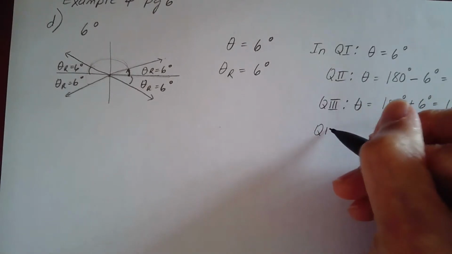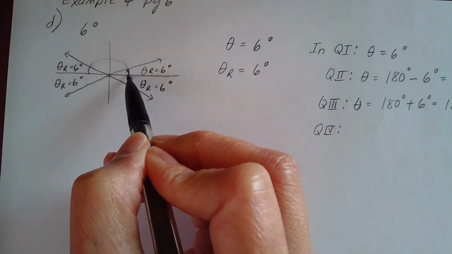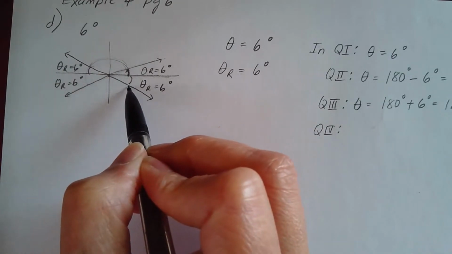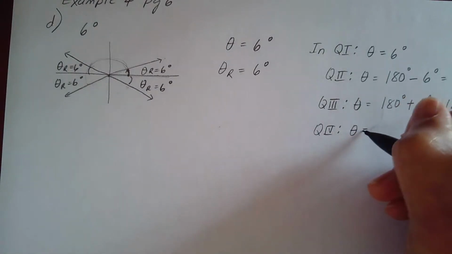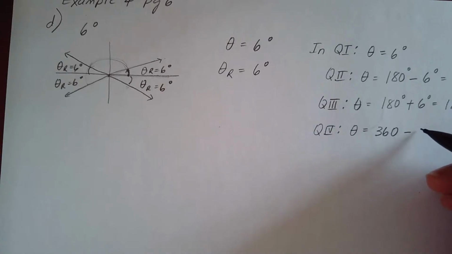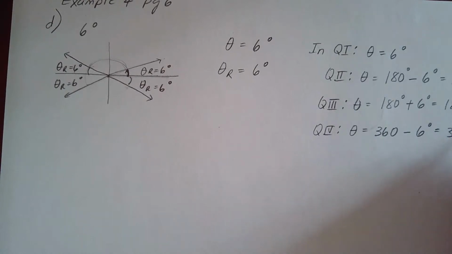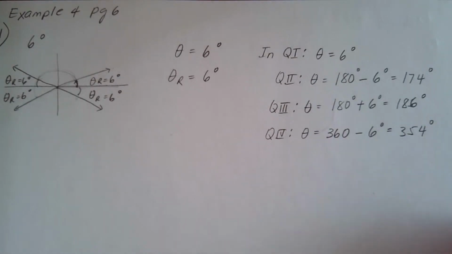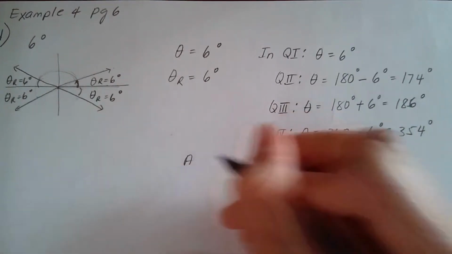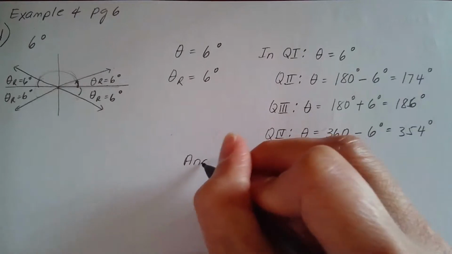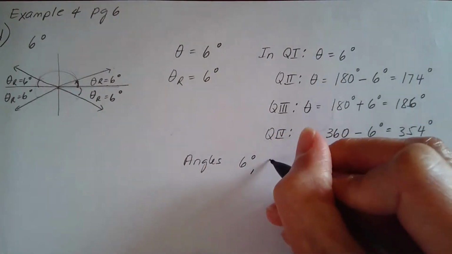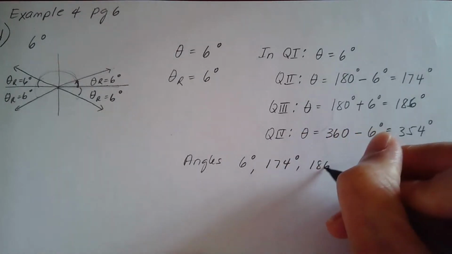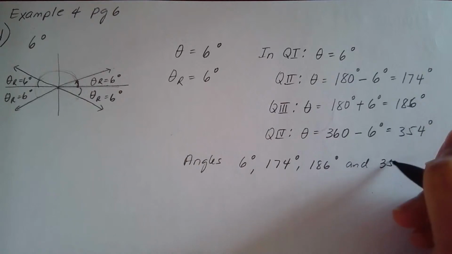And then finally in quadrant number 4, we're going to go from the initial arm all the way around to quadrant number 4. So theta would be 360 minus 6 degrees, which is equal to 354 degrees. Oops, you can't see that. 354 degrees. So that means all angles 6 degrees, 174 degrees, 186 degrees, and 354 degrees.